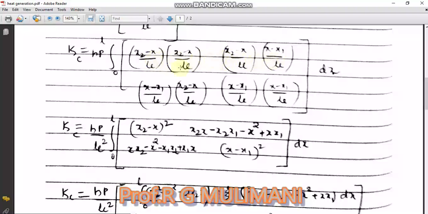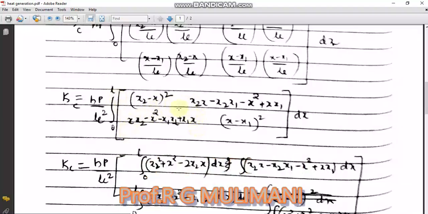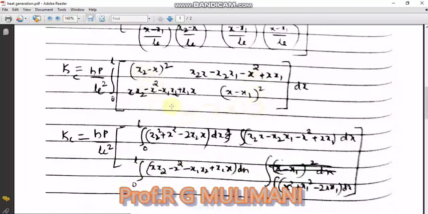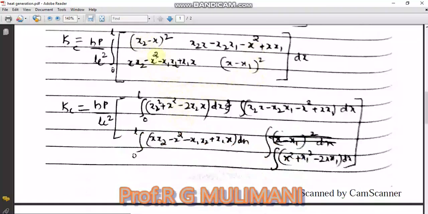In all the terms the denominator LE square is common, so let us take LE square outside. So it is HP by LE square. What is left, you simplify and integrate with respect to x. It is given in detail here. X2 minus x whole square is of the form (a minus b) whole square, so x2 square plus x square minus 2 x2 x. Do the same for the other terms, and integrate all four terms with respect to x.